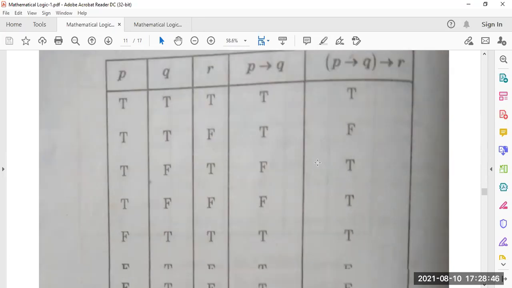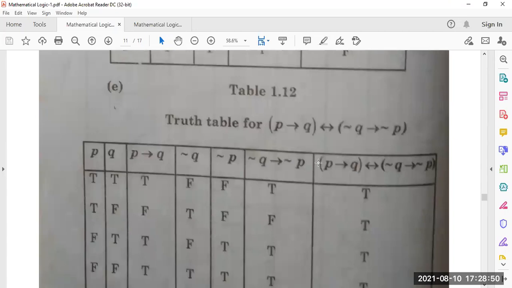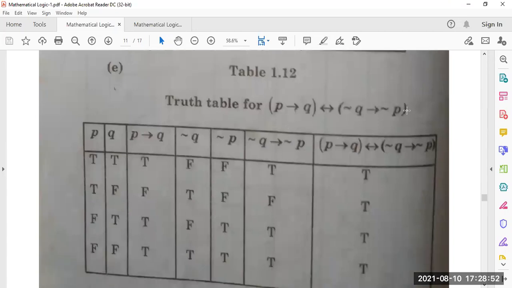Yes, sir. Okay. Then here is given, look at here, PQ, PQ. So only two parts are here. So 2 to the power 2. So 4 parts are taken here. Look at here. So PQ, then minus P, minus Q. P implies Q, minus Q implies minus P.